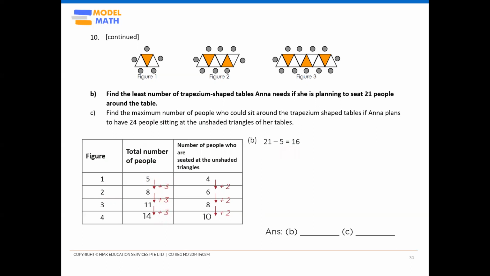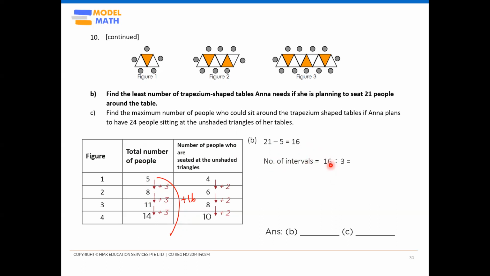Because there's a total increase of 16 people, I'm going to draw a very huge arrow. That means there's a total increase of 16 people. But within this plus 16, there are multiple sets of plus 3. So we need to find out how many intervals are within this plus 16 to reach 21 people at some figure number which I don't know at this point. Since there will be many plus 3s within the plus 16, to find out how many of those there are, I have to do a division. 16 divided by 3.